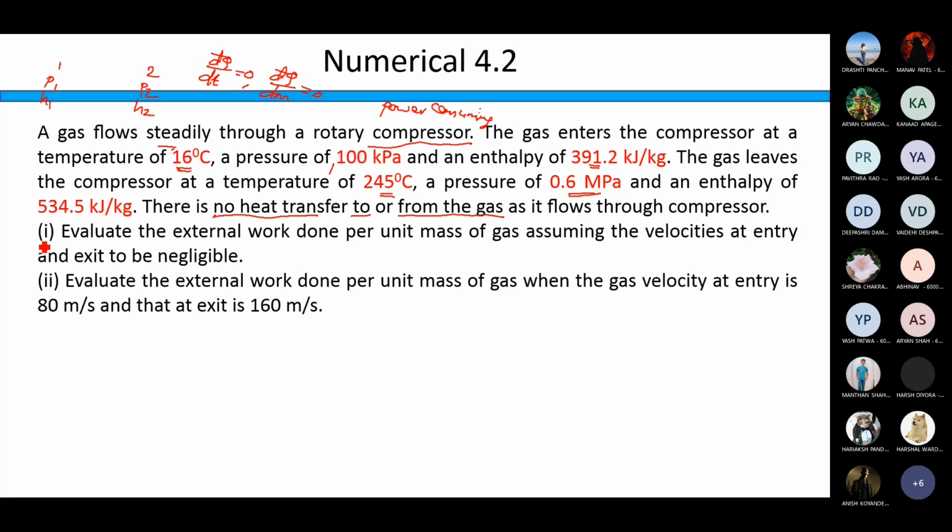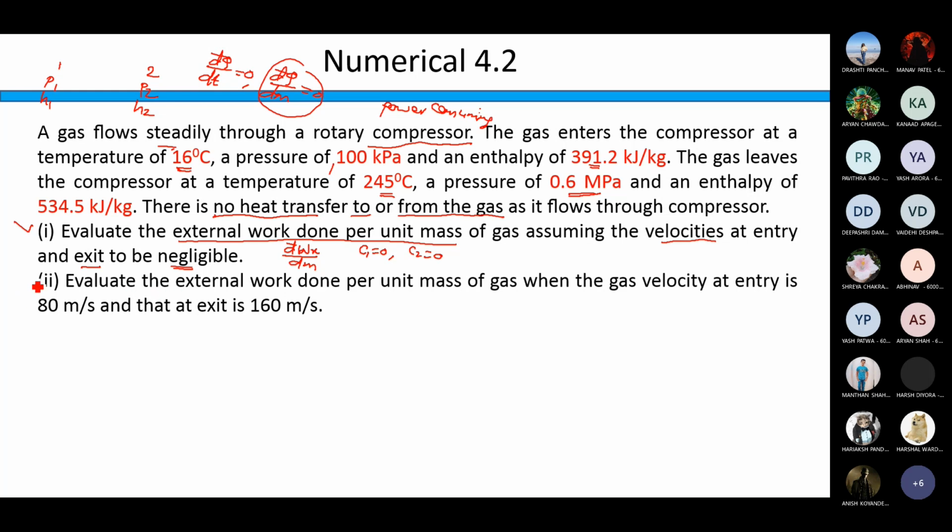Number one, what you have to do is evaluate the external work done per net mass. When they say find the work done per net mass, it means you have to use the equation which is per net mass basis, equation 11 and not equation 10. So they are asking you to find this d bar wx by dm, assuming the velocities at the entry and exit to be negligible. So for the first case, you assume that the velocity at inlet and exit are negligible or zero, correct?